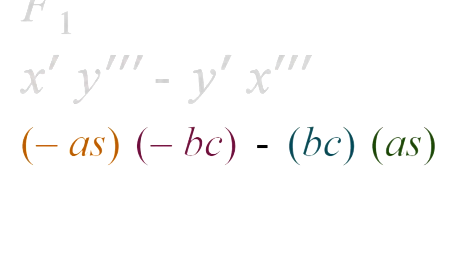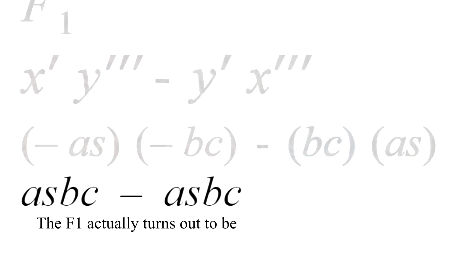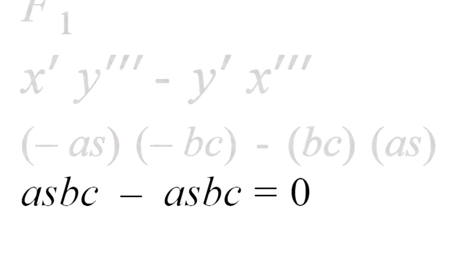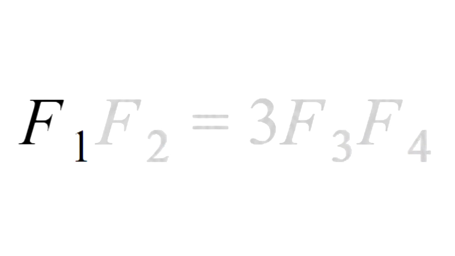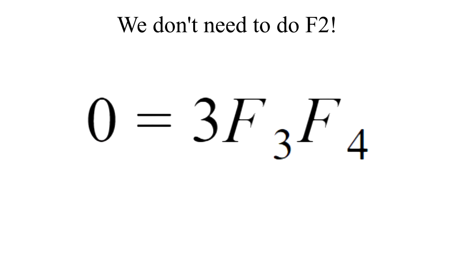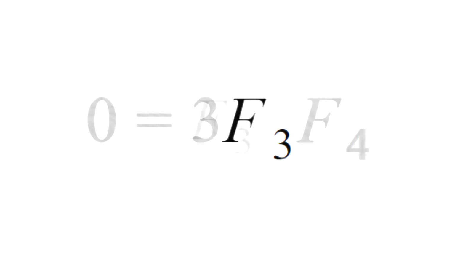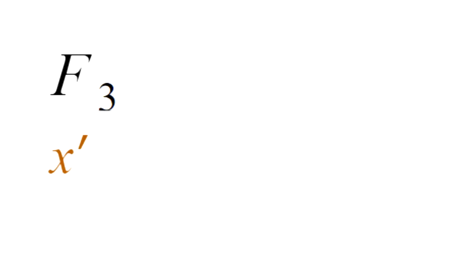Going further, let's simplify this factor. Multiplying each term, we get asbc minus asbc. Would you look at that? Our f1 actually turns out to be 0. If we look at the equation, f1 multiplies with f2, so f2 just cancels to 0 along with f1, meaning we don't have to work with f2. So we skip to f3, where f3 is the expression x prime x double prime plus y prime y double prime.